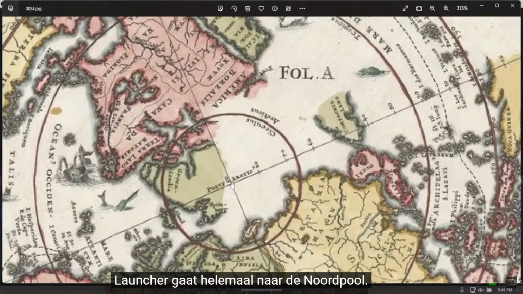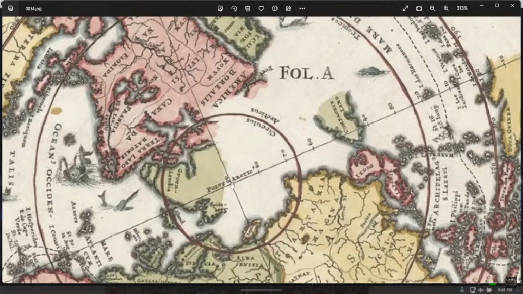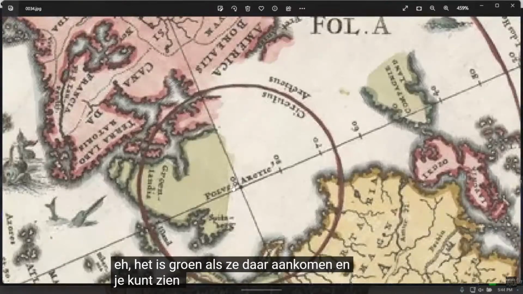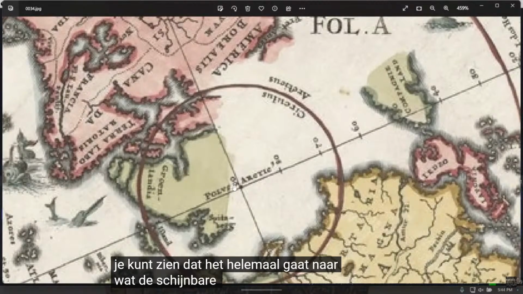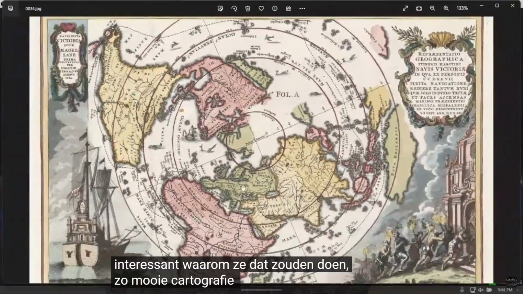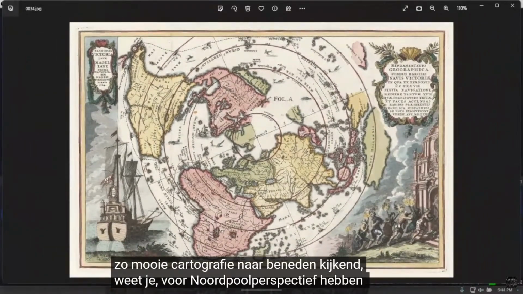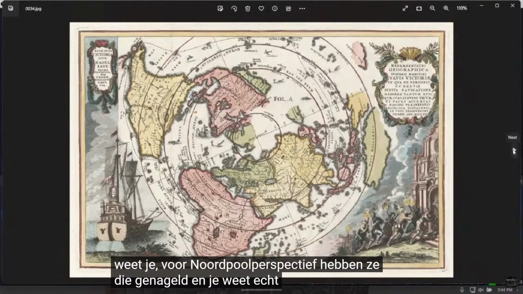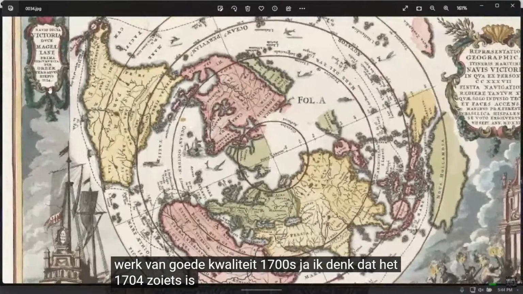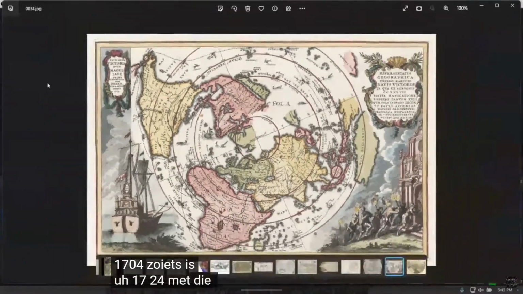Now, for a start, the Danes calling Greenland Greenland, when it's supposed to be really white and a really high elevation so nobody can live there, is green when they arrive there. And you can see that it goes all the way to what is the apparent North Pole. Now, isn't that interesting? Isn't that interesting why they would do that? So nice cartography looking down from a North Pole perspective. They nailed that one, and really good quality work. 1700s, I think it's 1704 or something like that. 1724 with that one, guys.